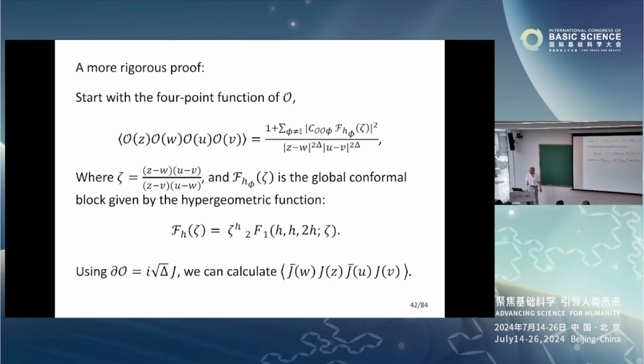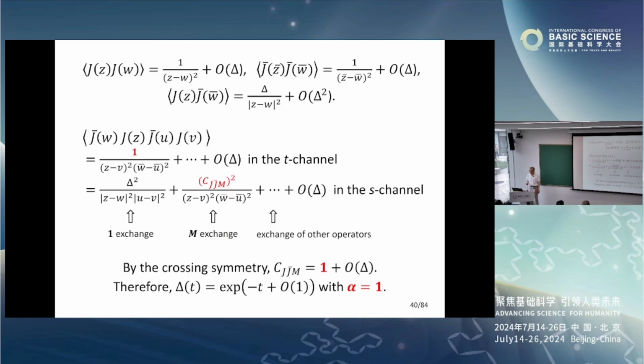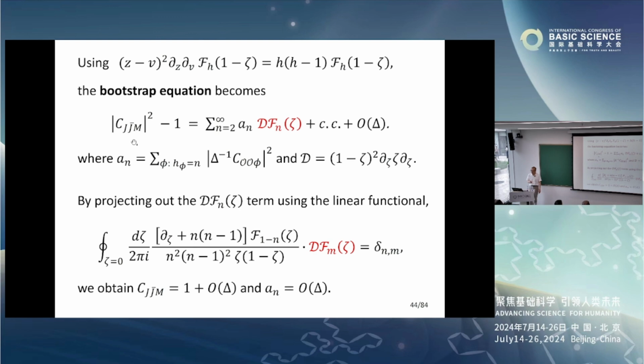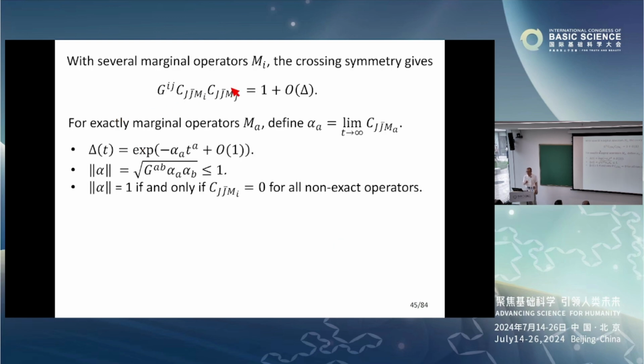Okay, once we prove this, it's very straightforward to generalize it to the case where you have more than one marginal operator, because in that case, instead of exchange of one marginal operator, you have exchange of many marginal operators. So basically, the identity you get is that the sum of the square of Cj bar m over all possible marginal operators sums up to 1. That's what you get. And so this is this equation.